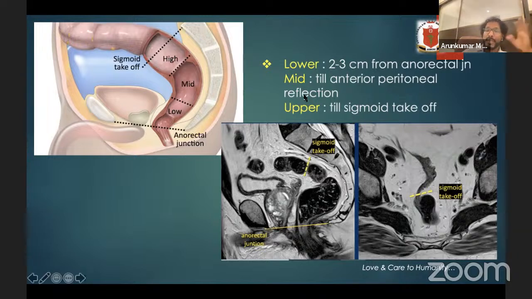So how do we further subclassify lower, mid and upper rectum? The lower 4 centimeters we know. The 2 to 3 centimeters above that is the lower rectum, and the mid rectum is down to the anterior peritoneal reflection. So another important landmark, just like sigmoid takeoff, is the anterior peritoneal reflection, which marks the mid rectum. Between the anterior peritoneal reflection and the sigmoid takeoff is the upper rectum.